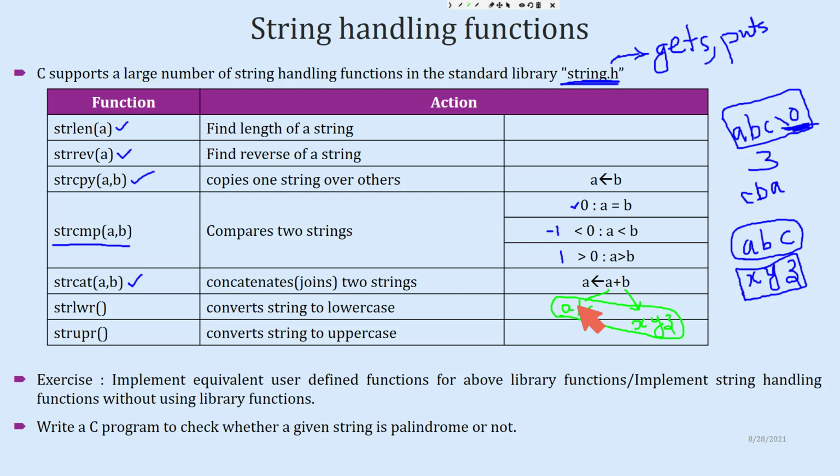That is the important point. First it will join these two strings and store the result in A. Actually A contains ABC, so this ABC will be updated by ABCXYZ. Imagine A contains ABC and B contains XYZ. If we call strcat a comma b, it will join ABC and XYZ and store it in A. Earlier A contained ABC and that will be updated.